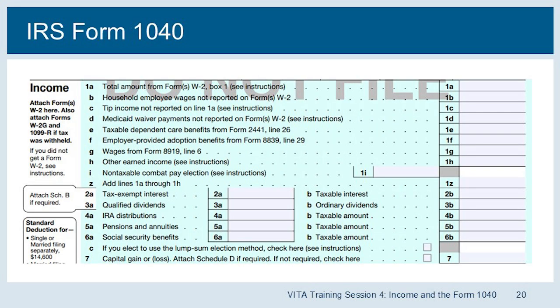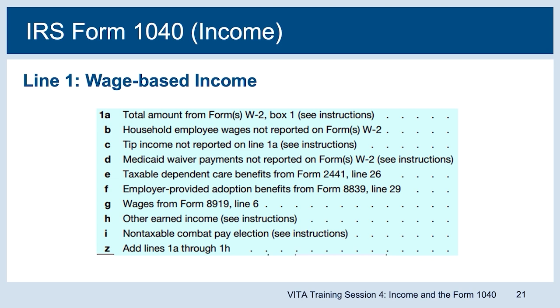Now we'll go line by line and explain the 1040 so you have a better understanding of the return. We will be covering all line items on the 1040 that are within the scope of the VITA program. Let's start with lines 1 through 7. Line 1, Wage-Based Income. Line 1 of the 1040 includes 10 sublines to separately report various types of wage-based income and includes income not reported on a W-2.